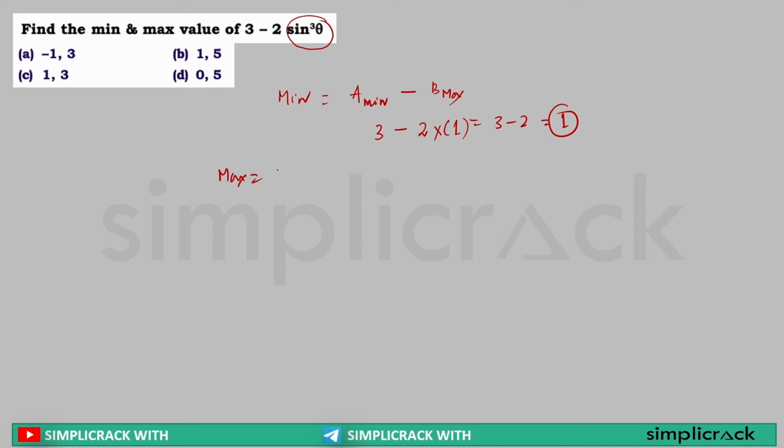For maximum value, it should be maximum value of A and minimum value of B. Sir, maximum value of A is what? 3, because it is constant. For B, it is sine cube theta's minimum value, that is, sir, minus 1. Sir, here 3 minus 2 into minus 1, that is 3 plus 2, which is equal to 5. So minimum value should be 1, maximum value should be 5. Option B is the right answer. Clear? Yes or no? Next.